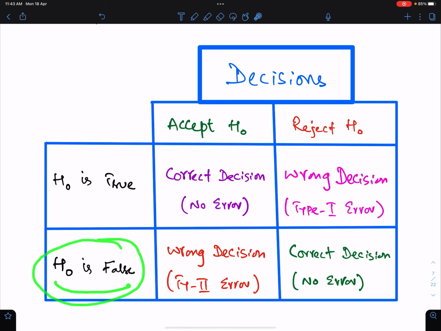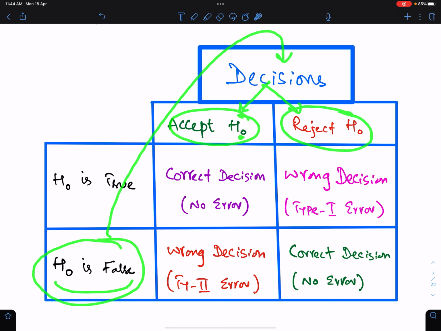If H0 is false originally, again we have two possible decisions. Either H0 is accepted or H0 is rejected. So what if H0 is accepted? Then the decision is wrong, because originally H0 is false and a type 2 error will be made. And what if H0 is rejected? Then the decision is correct and there will be no error.